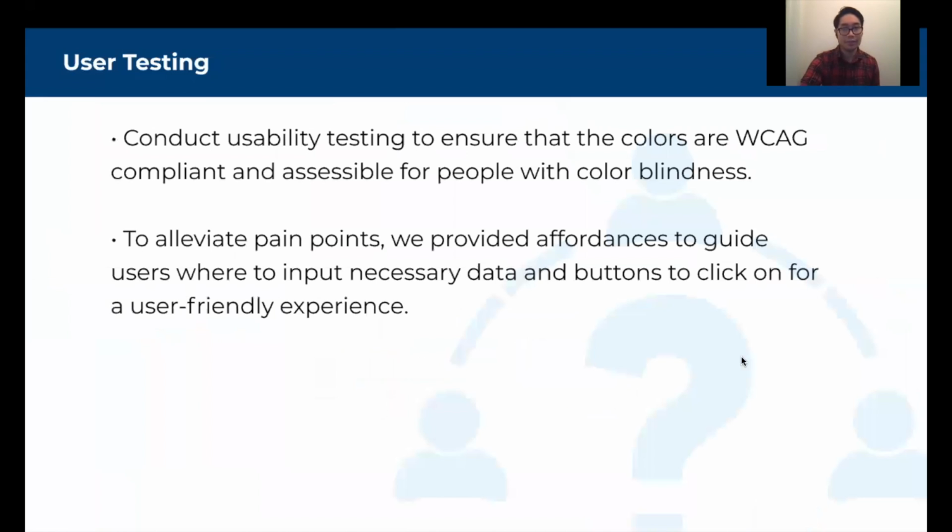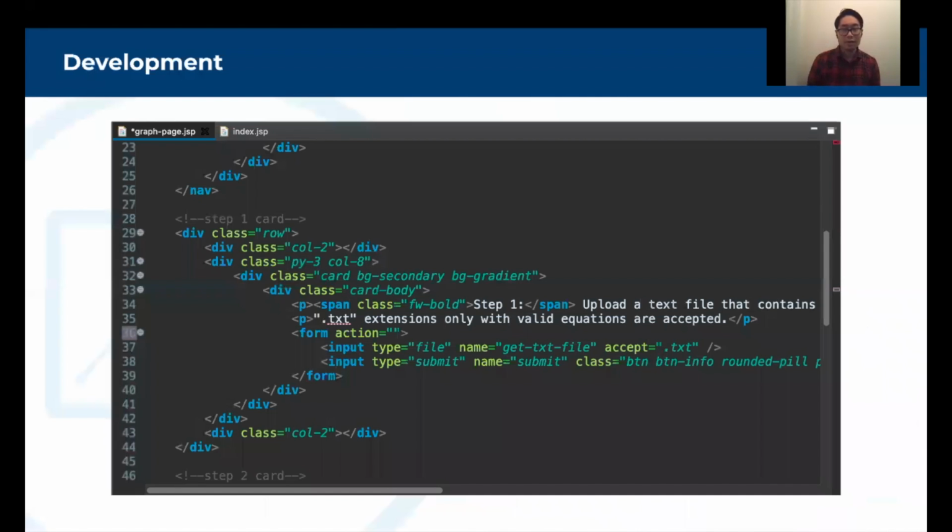Okay, next slide. All right, next, we're going to conduct usability testing to ensure that the colors are WCAG compliant and that they're accessible for people with color blindness. And to alleviate the pain points, we've provided affordances to guide the users where to input necessary data and buttons to click on for a user-friendly experience. All right, now I'll pass it over to Jacob to talk more about the development aspect of this project.